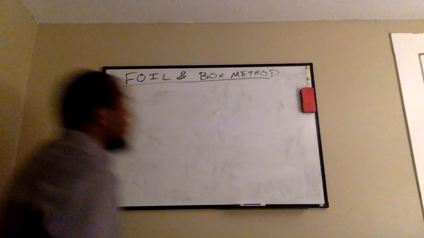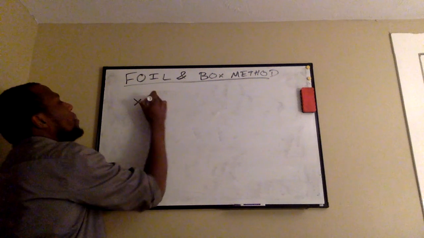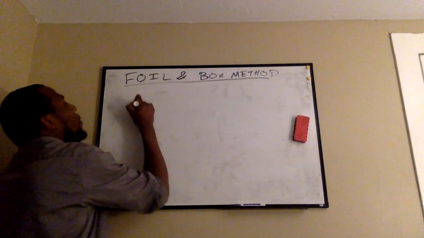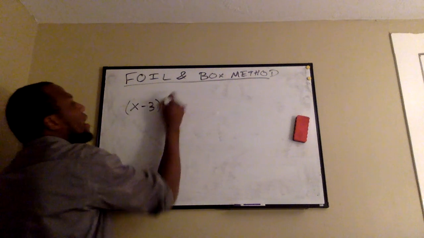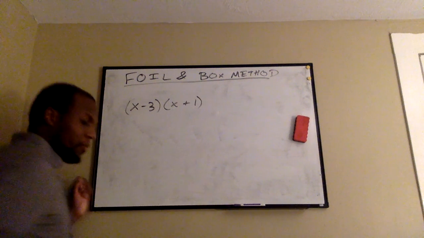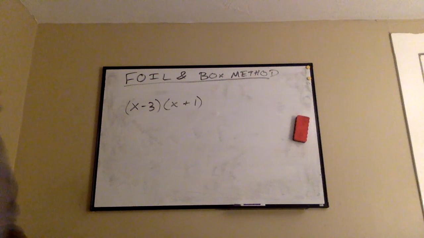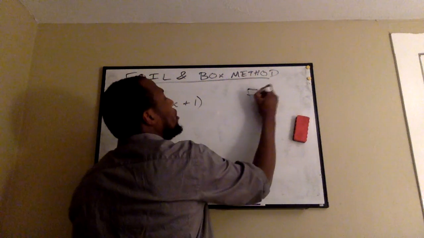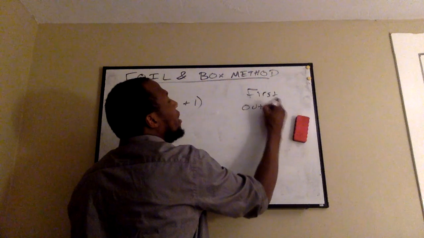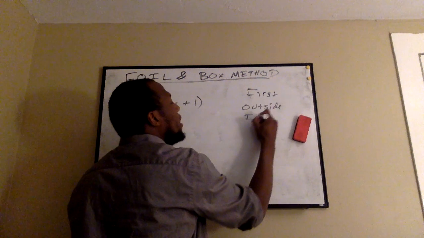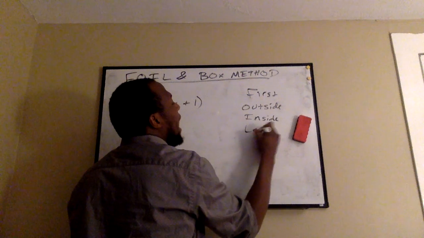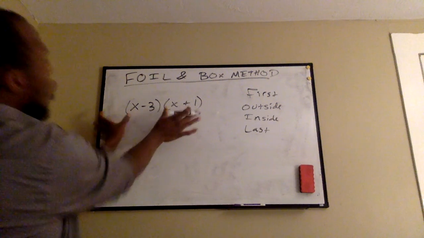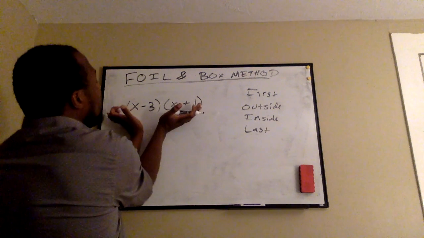Let's say we have our two binomials. Let me actually write this a little bit lower. We've got x minus 3 and x plus 1. In this case, FOIL stands for first, outside, inside, and last.